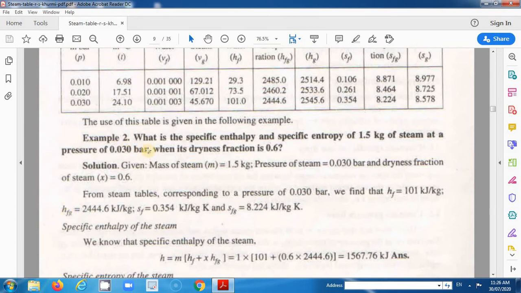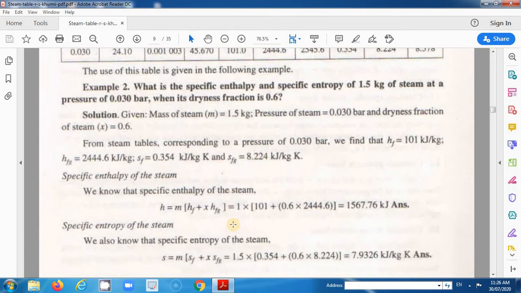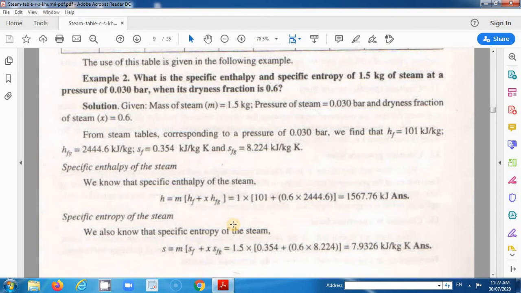Similarly, for the same pressure, SF is 0.354, so the same value is taken here. Similarly, SFG is 8.224 kilojoules per kg. So that means for the given condition we have to extract the values from the steam table. Now we have to calculate the specific enthalpy of the wet steam.